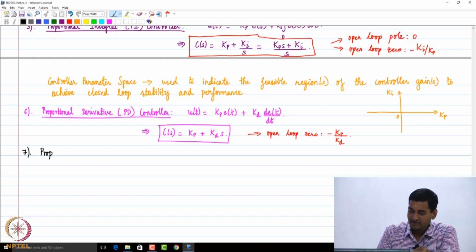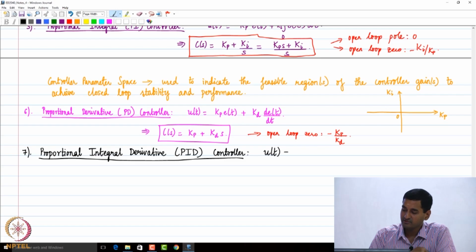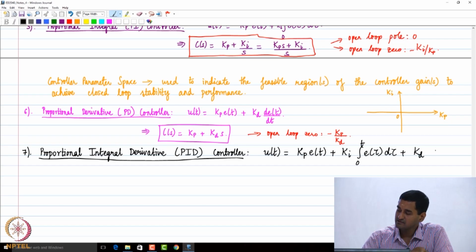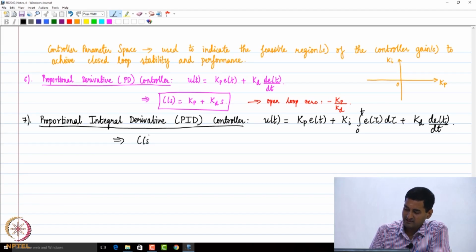Then, in general, we can combine all the three blocks: proportional, integral, and derivative, which is called PID in general. What is a PID controller? As the name indicates, u of t is equal to Kp e of t plus Ki integral 0 to t e of tau d tau plus Kd de/dt. It's just the sum of the three blocks. Consequently, the controller transfer function will be Kp plus Ki by s plus Kd s.